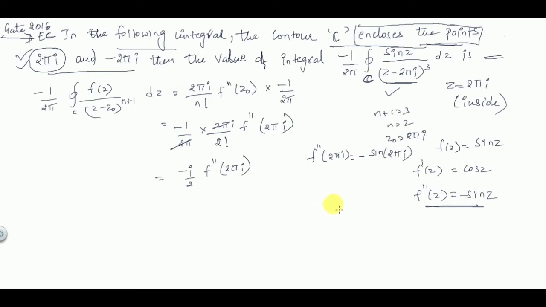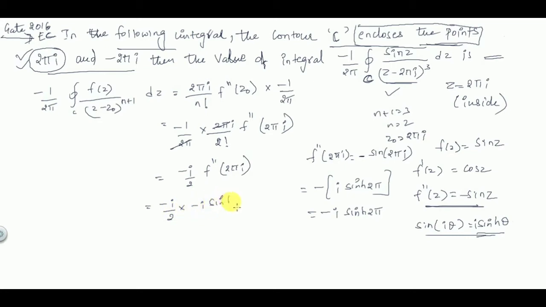So minus sin of 2 pi i can be written as minus i into sinh 2 pi, because sin of i theta is equal to i sinh theta. So using this identity we can write it like this. This will be minus i sinh 2 pi. So if you substitute here, what you'll get? Minus i by 2 into minus i sinh 2 pi. Minus into minus becomes plus, and i into i is i squared, so you'll get minus sinh 2 pi divided by 2.